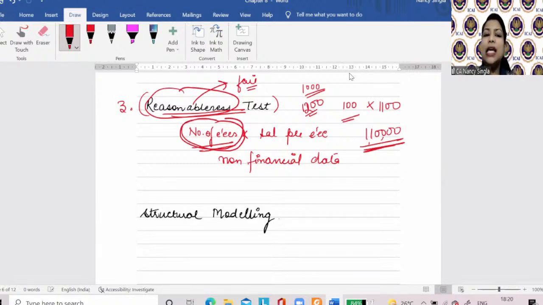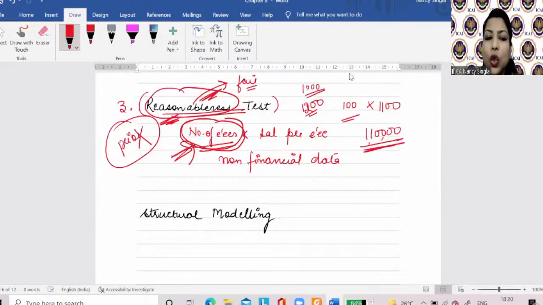Number of employees. Tell me, is the auditor using the data of the last year? No. Prior period data is not being used. Current year non-financial data is being used when an auditor is applying what? Reasonableness test. And where do we apply prior period data? Prior period comparisons in the trend analysis. So I can say, unlike trend analysis, the reasonableness test is not dependent upon what? Prior period data.